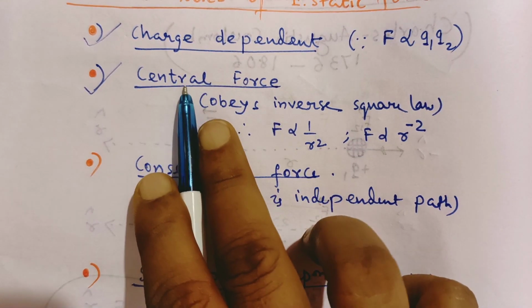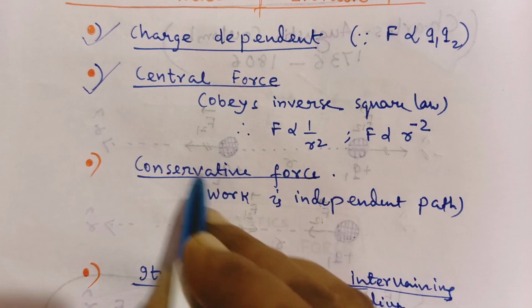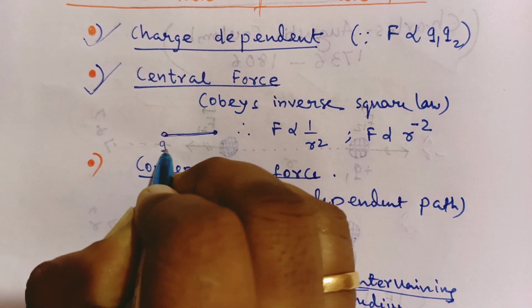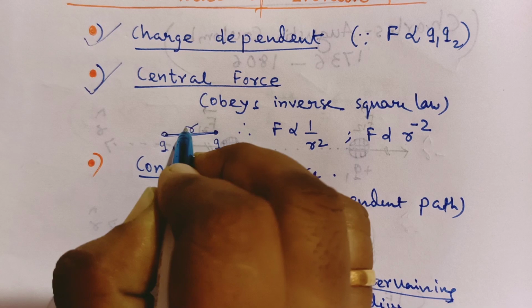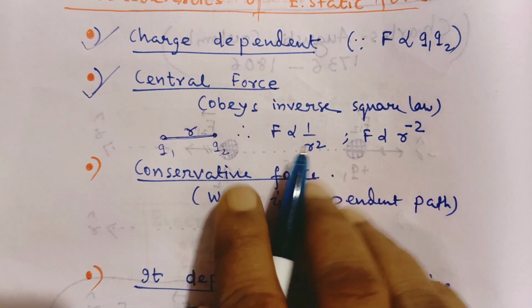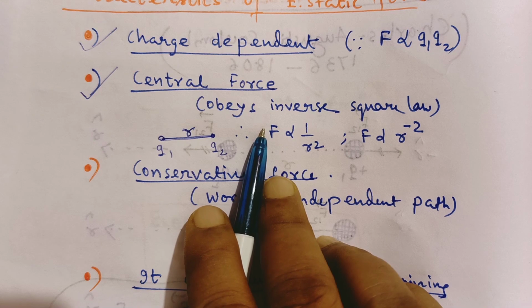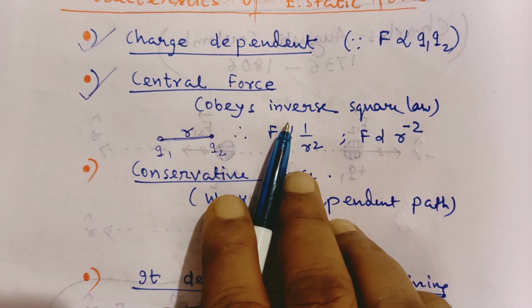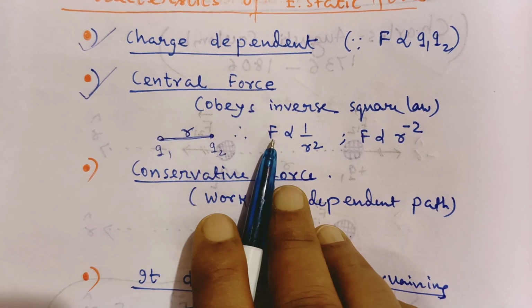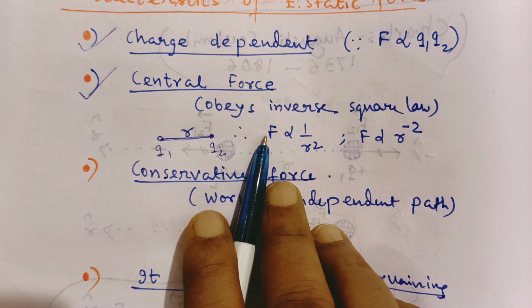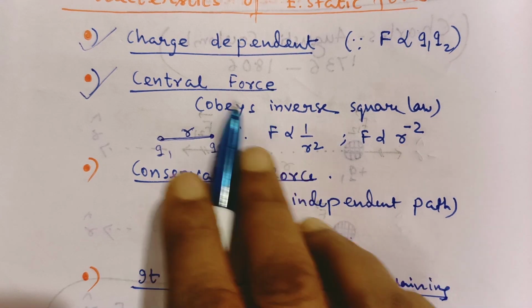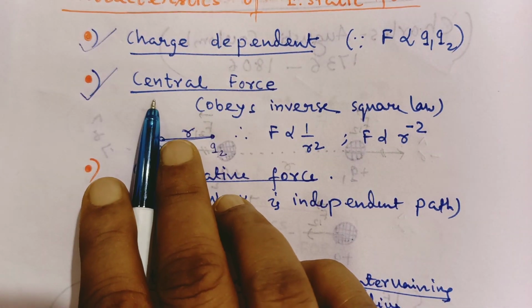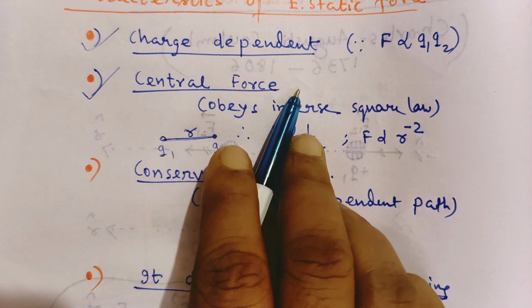The name central is attached here because this R represents the distance from center to center, that is, between the two charges. But if a question comes, what is a central force, your answer should be: the force which obeys the inverse square law. Electrostatic force is an example of a central force. In 11th class we studied that the gravitational force is also an example of a central force. So for our electrostatic force, the first property is that it is charge dependent. The second property is that it is central in nature.